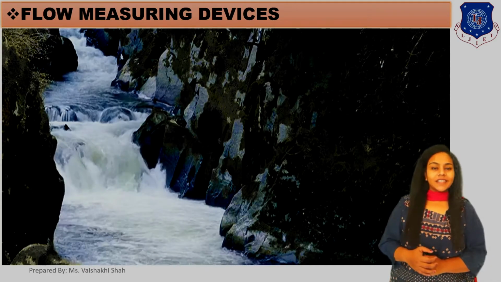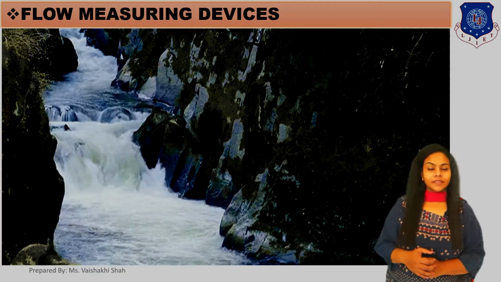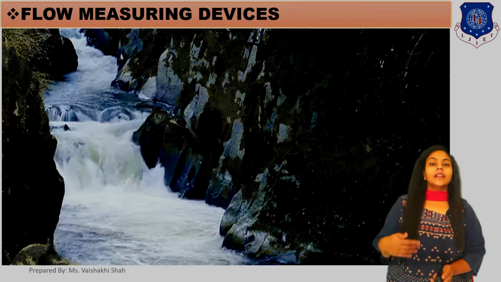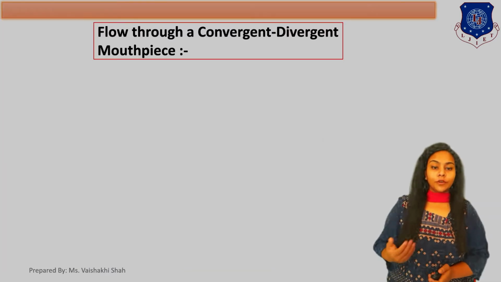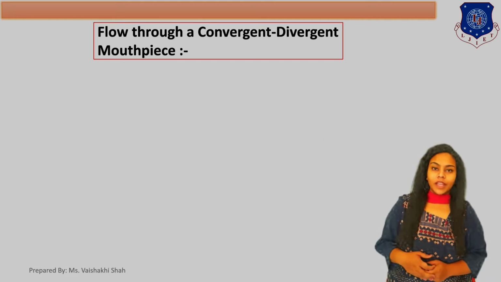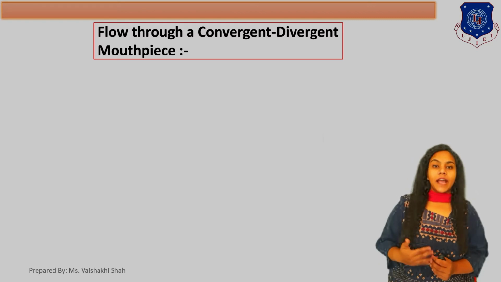Now in the last lecture we discussed the external mouthpiece, and in today's lecture we are going to discuss flow through convergent divergent mouthpiece. So first of all, what do you mean by the terms convergent and divergent?